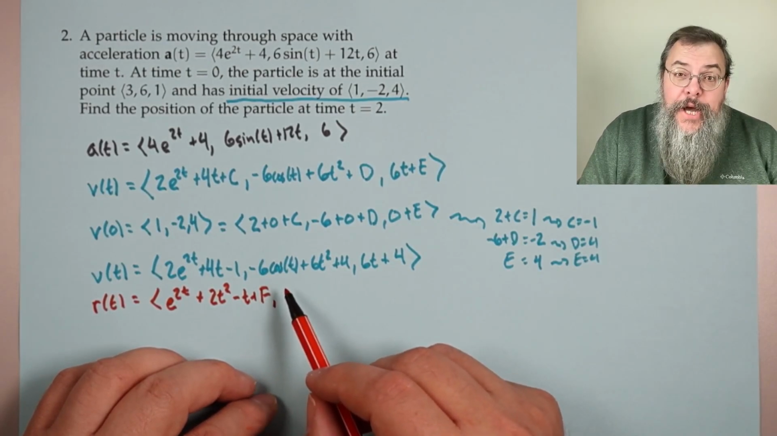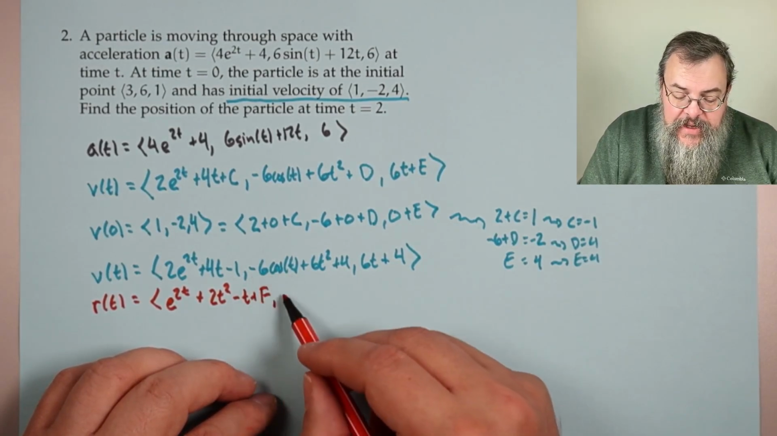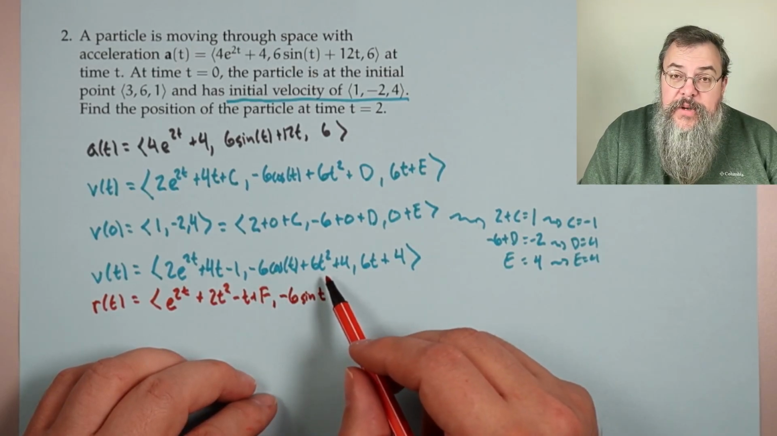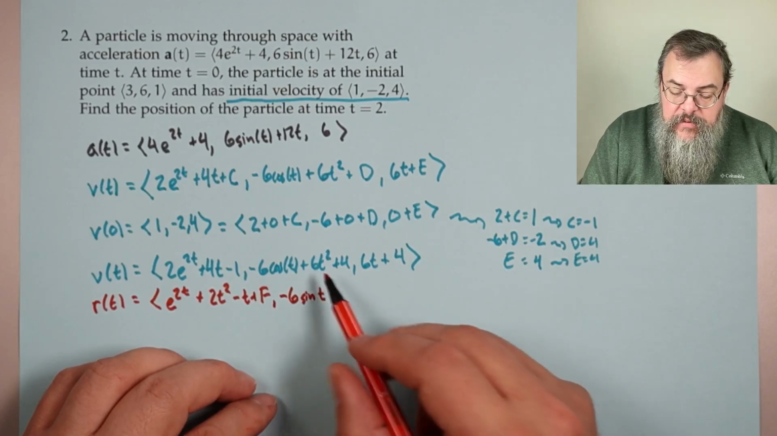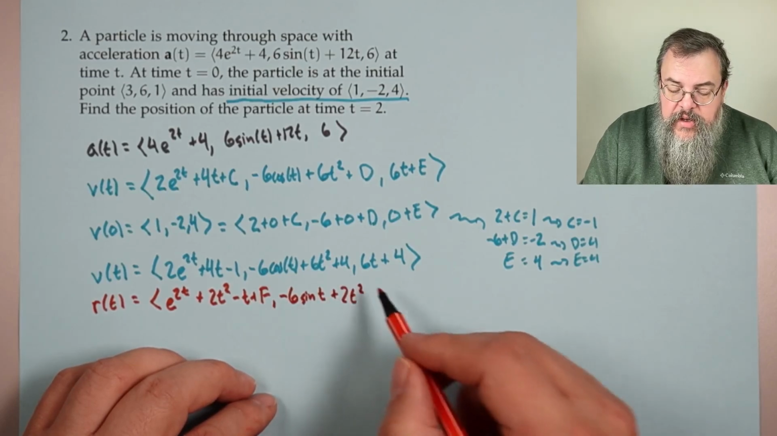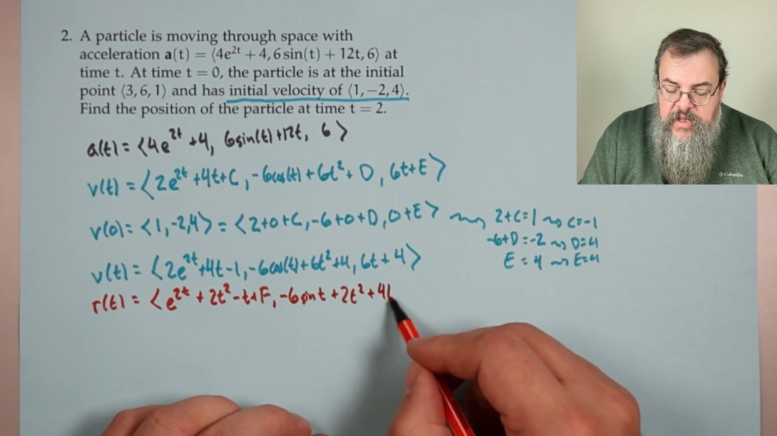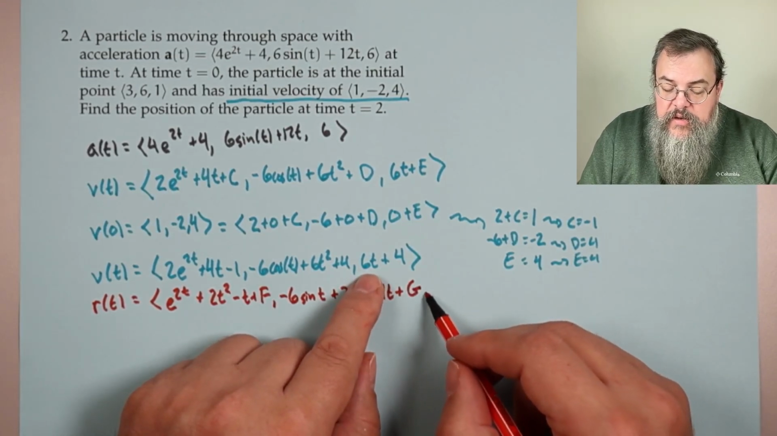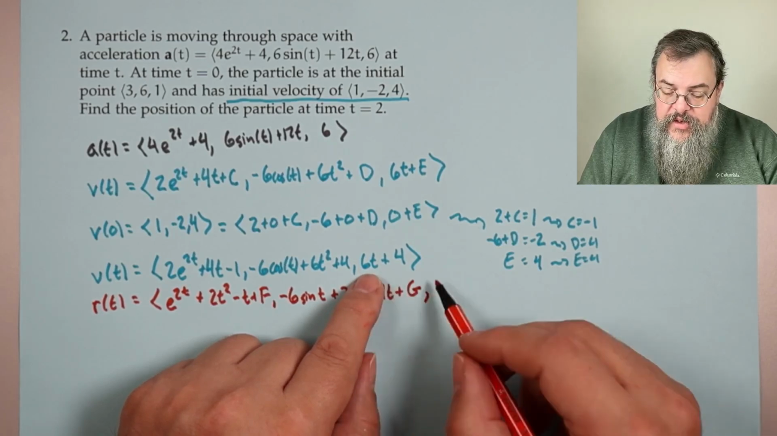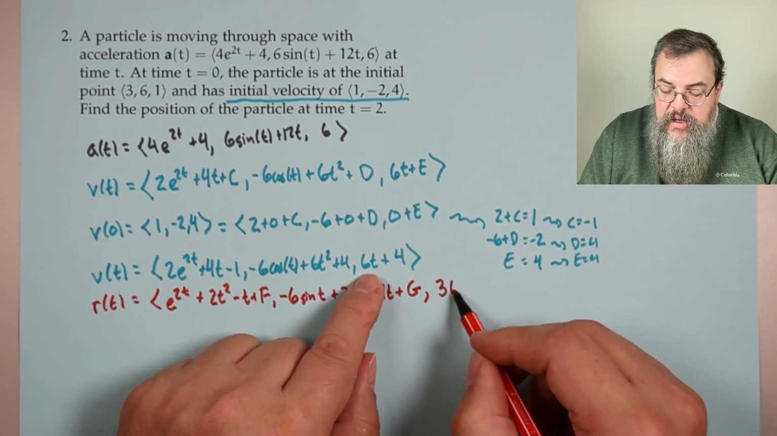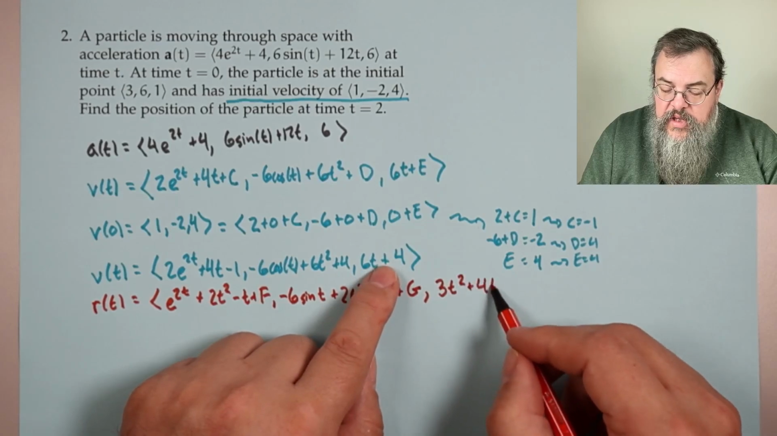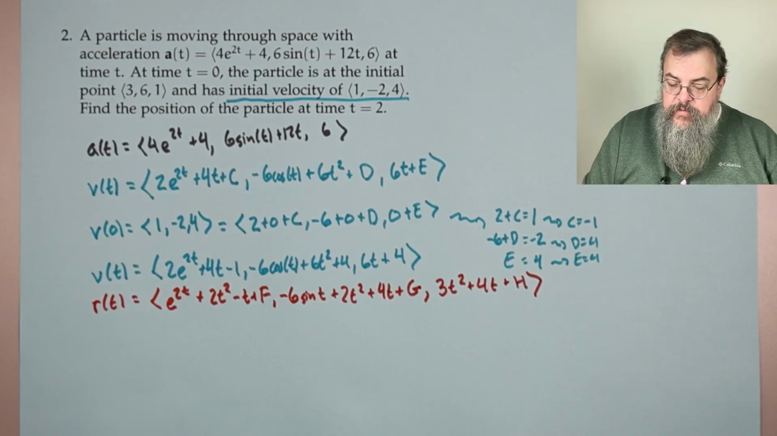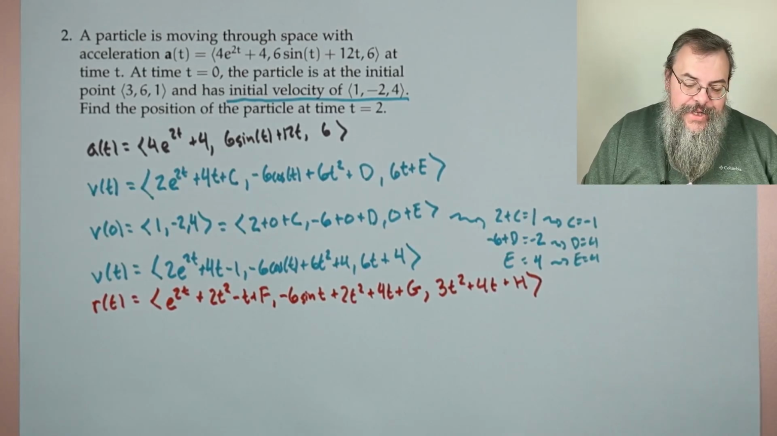Integral of cosine, positive sine. So we'll still have that negative, so negative 6 sine. And then the integral of t squared would be t cubed over 3. So we're going to divide, so that becomes 2t squared. Then we have plus 4t plus constant. Then the integral of 6t, well, that's going to be t squared over 2. There's already a 6, so that becomes 3t squared plus 4t and plus h. All right. That's a big function.